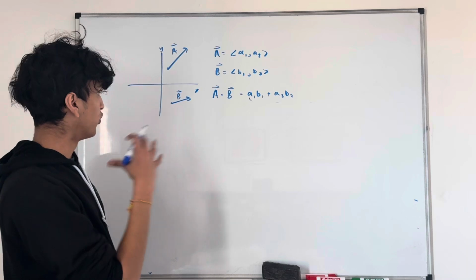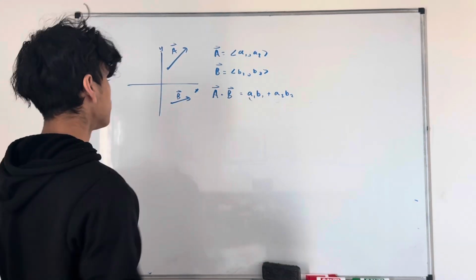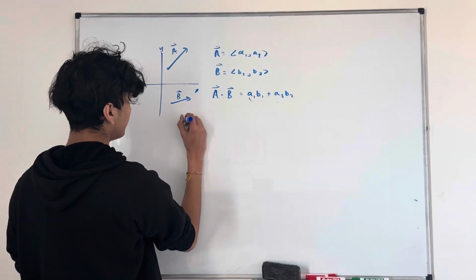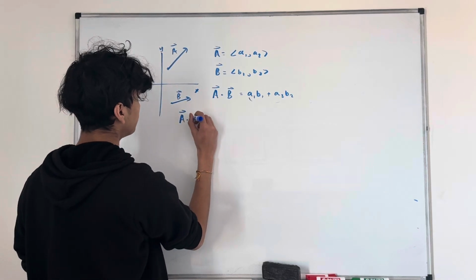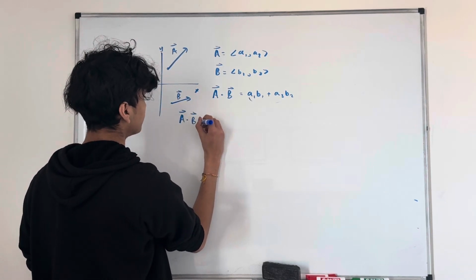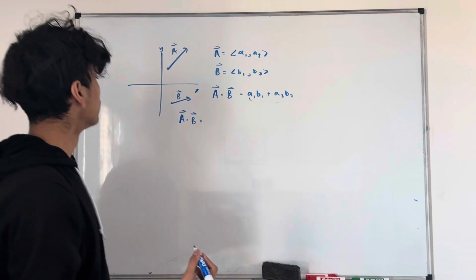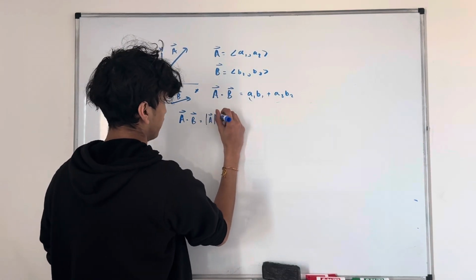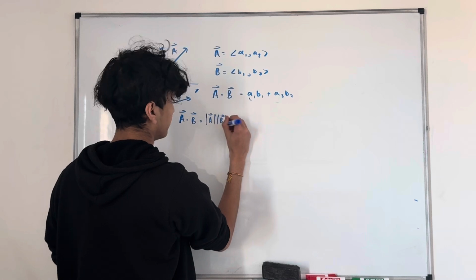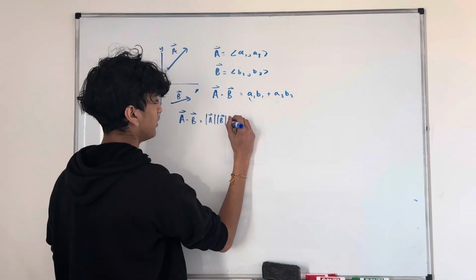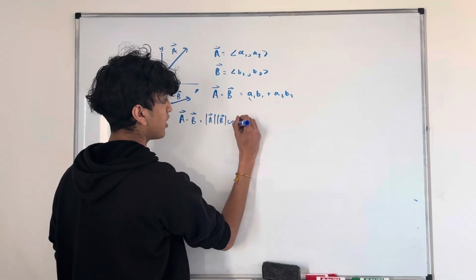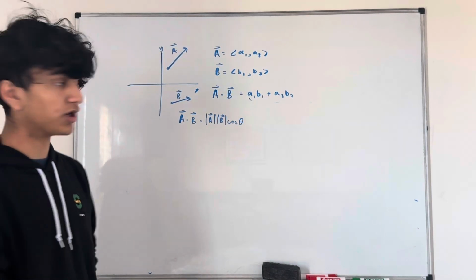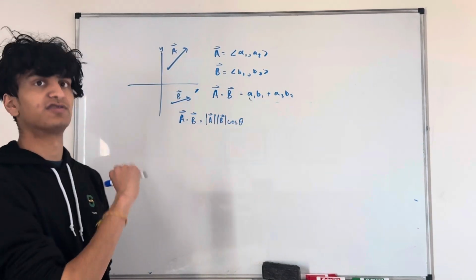Well, what I'm going to show you today by the end is that if you were to take the dot product of two vectors, it is the same thing as multiplying their magnitudes, or lengths, times the cosine of the theta that they would form if you were to put their tails together.